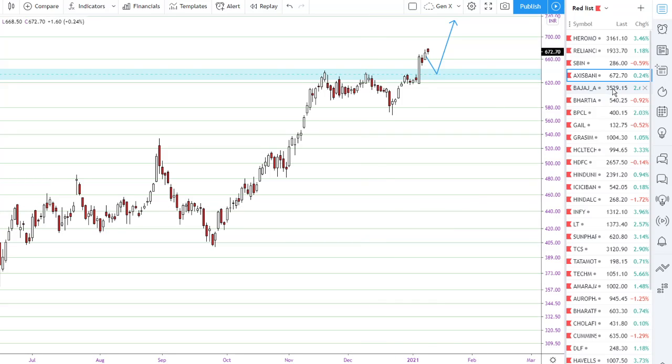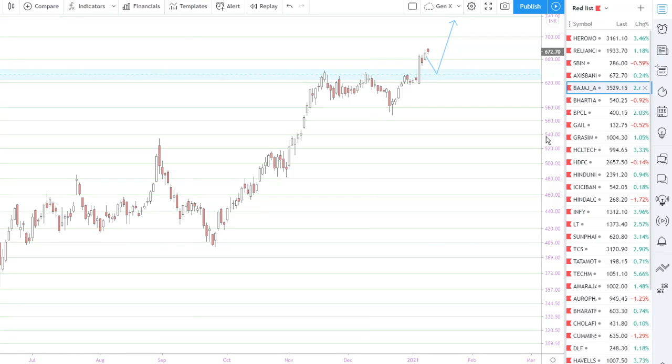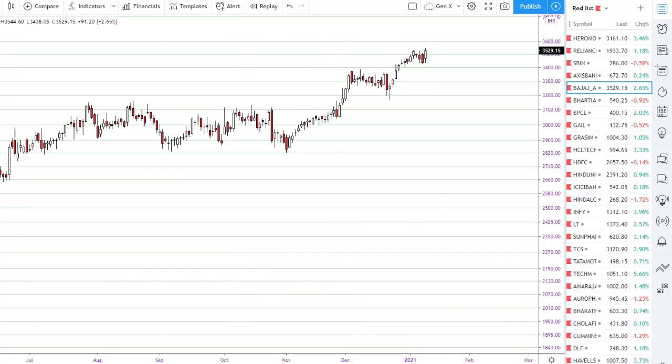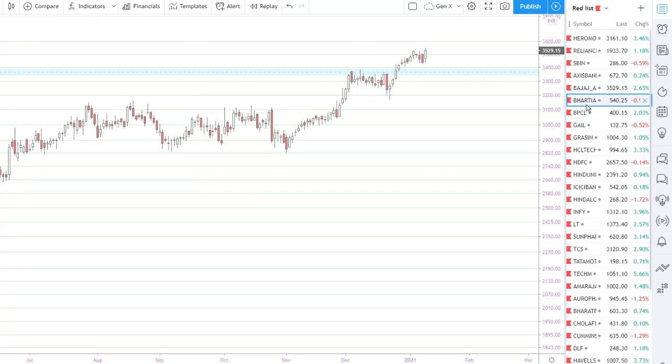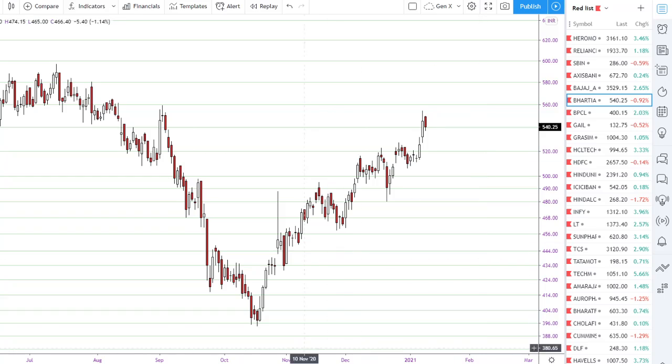So this is all we are going to do. Axis Bank, if it comes to this zone here, then I would be interested in taking the buy opportunity. The next one is Bajaj Auto. This is also in an uptrend, and the zone of interest is this. If price comes back to this level, I'll look for a buying opportunity. The next one is Bharti Airtel.